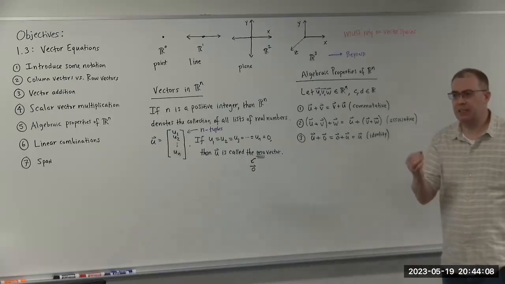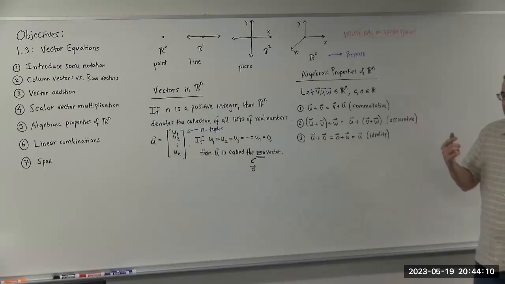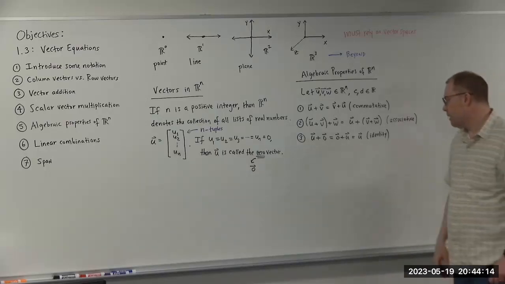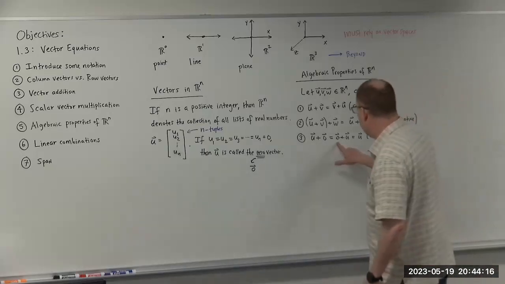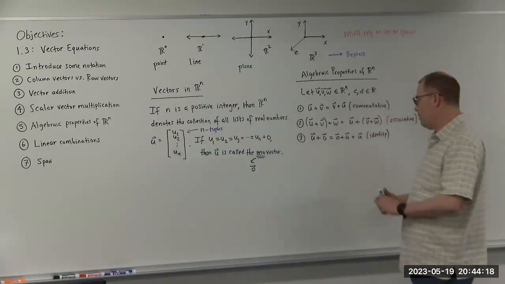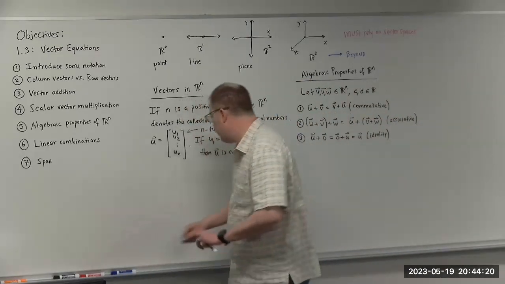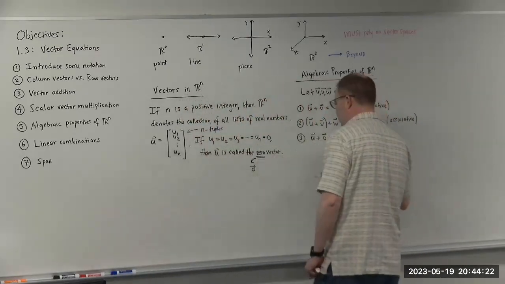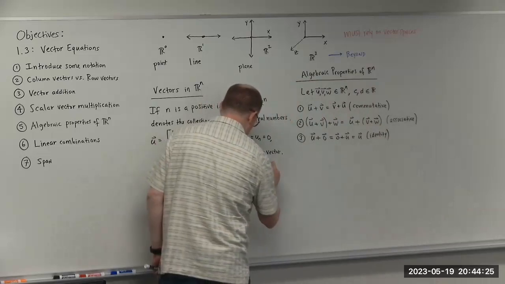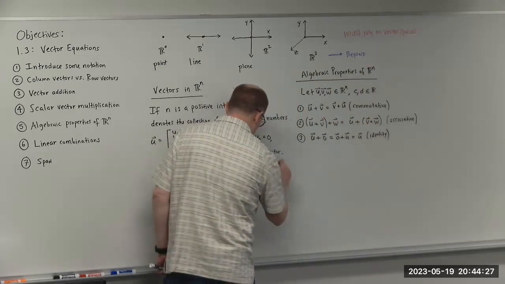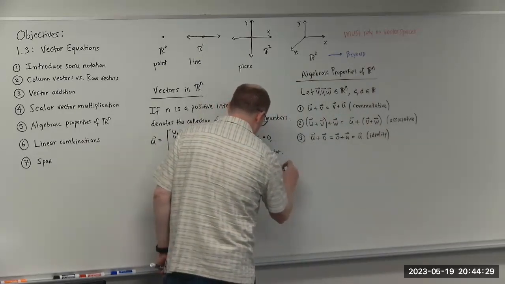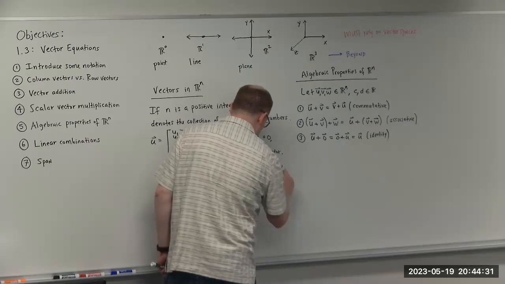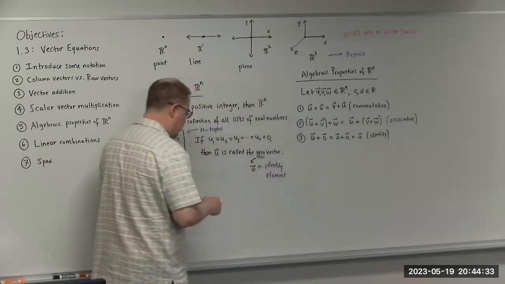So the identity property in real numbers is similar to this one. And by the way, the 0 is called the identity element. So that's the identity element.